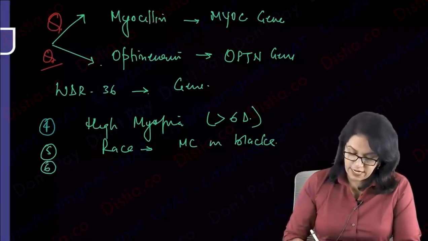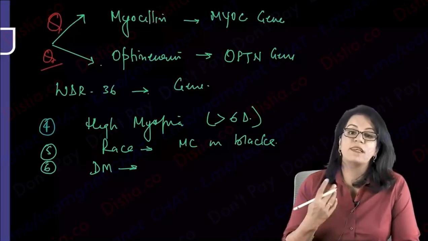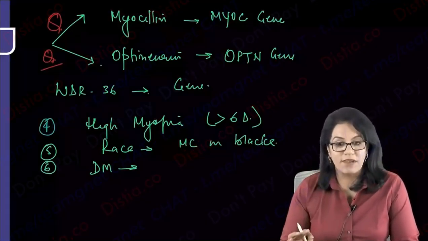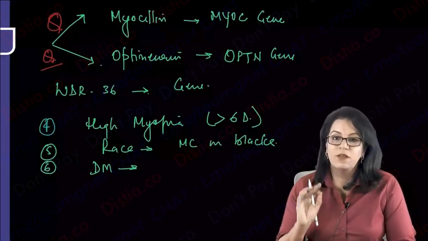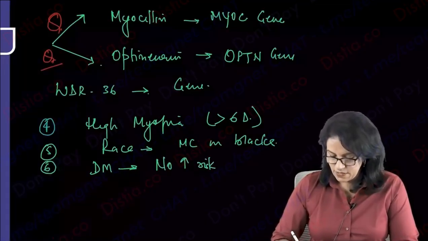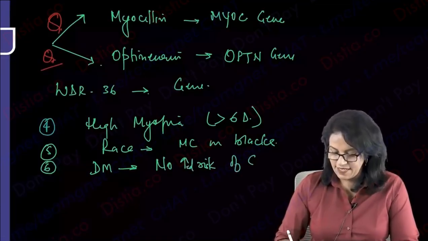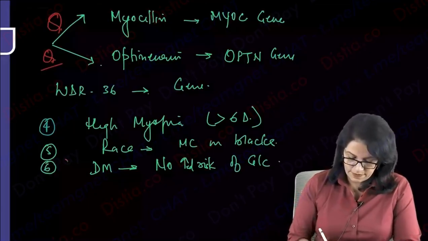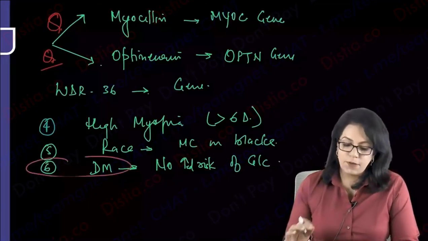So in recent finding, diabetes mellitus, which we have been learning as a factor, we are seeing that it is not a major risk factor. So you can note down no increase in risk for glaucoma. No increased risk of glaucoma. Right? So keep this in mind, please. This was about the risk factors.